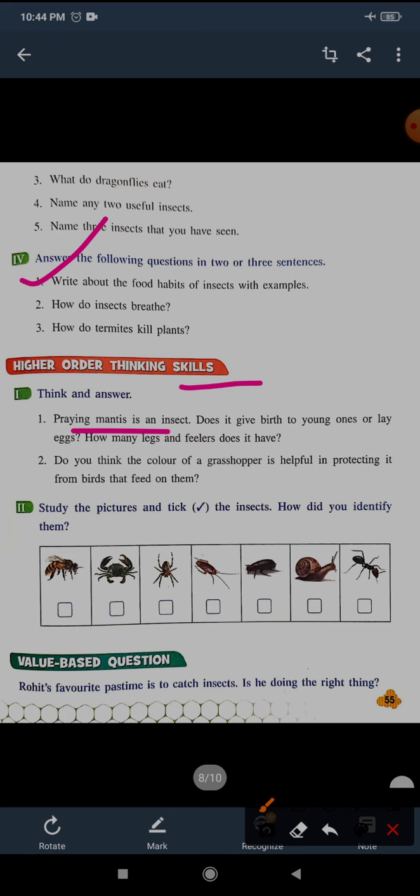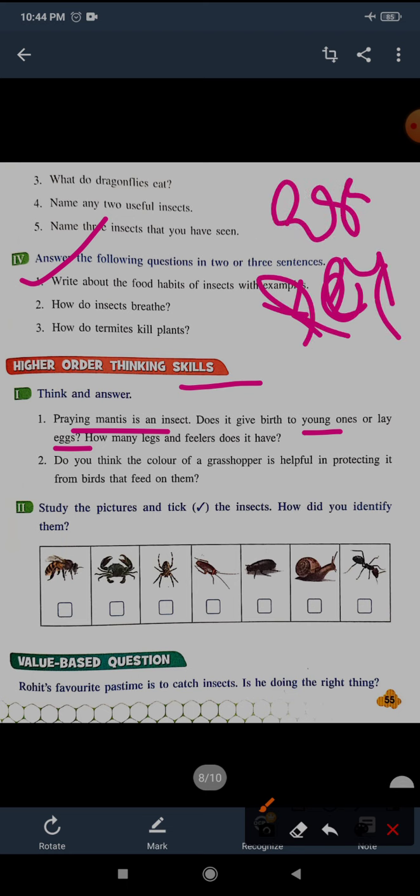Think and answer. Praying mantis is an insect. Yes. Does it give birth to young ones or lay eggs? They lay eggs. Okay, and the next question is, how many legs and pillars does it have? Oh, wait 1 minute, I am showing you the picture.